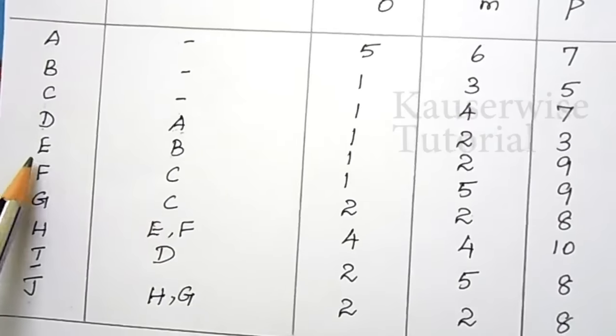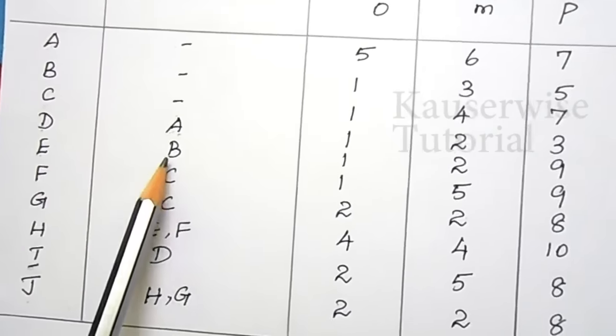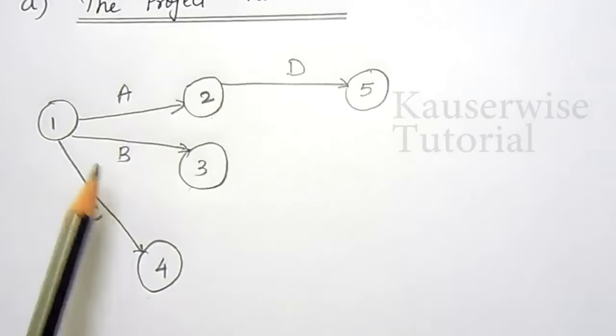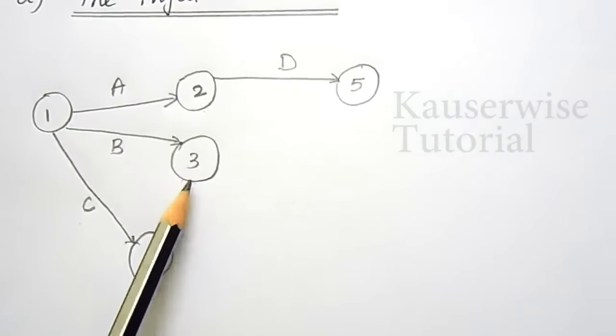The next activity is E. So activity E starts where activity B is ended. See, activity B ended here. Now you have to start activity E from here.